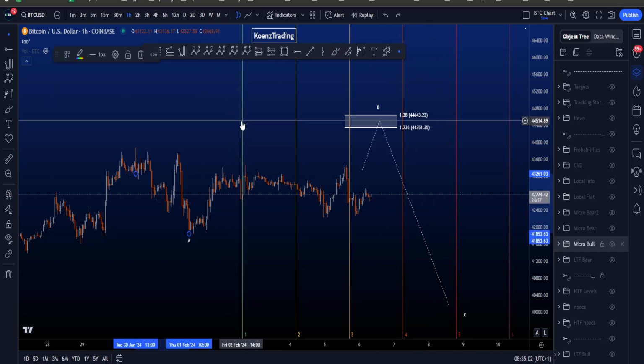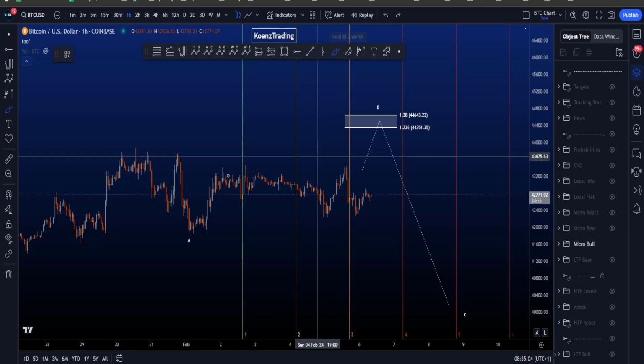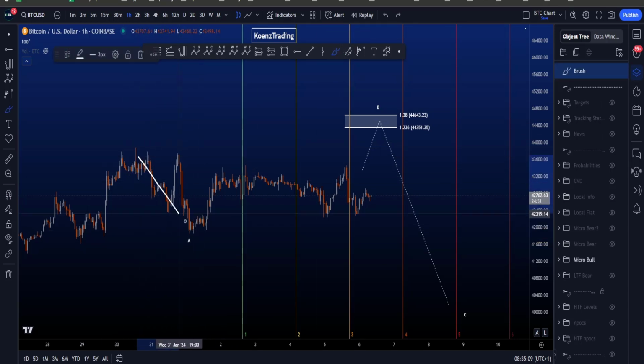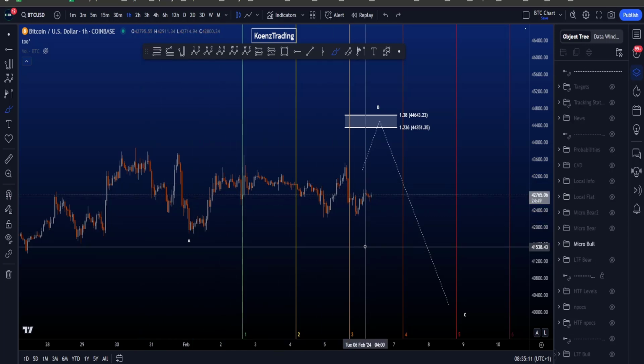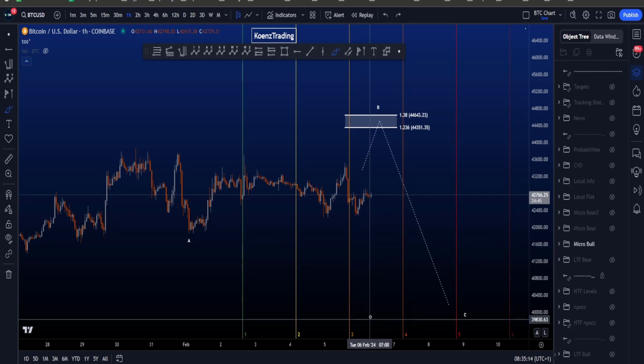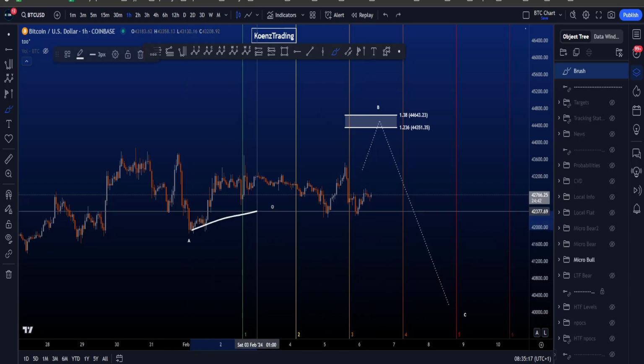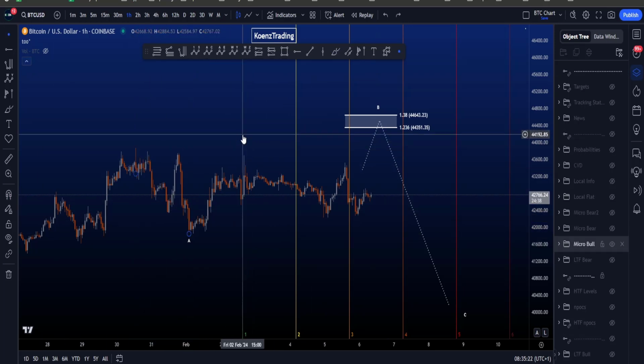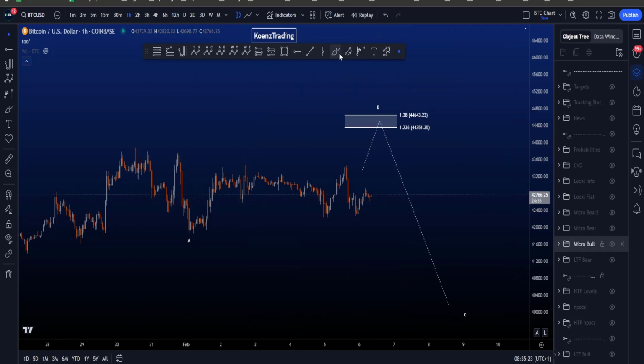Now something that you can see over here is a fib time, and this fib time is taken from the high to the low of A to compare wave A with wave B in time. And you can see that this wave B is getting quite long now, right? We're past the 3 fib time, meaning that this range over here is 3 times longer than wave A, which starts to be quite long for a wave B.